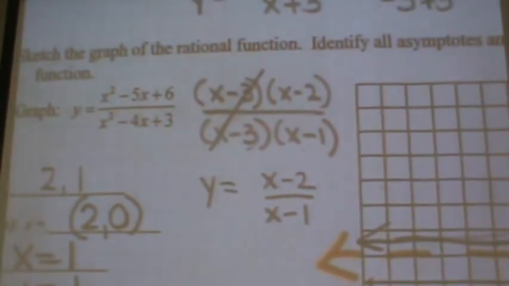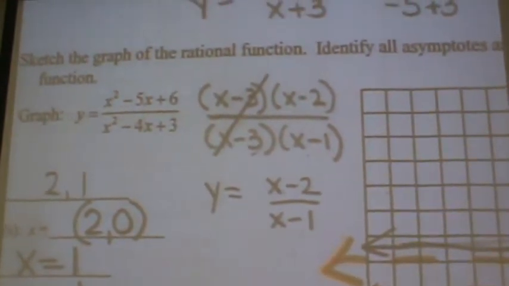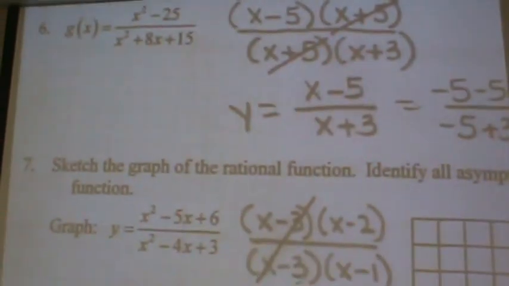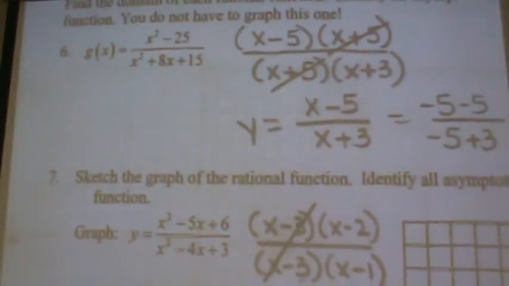Now, how do you study for a math test? Give yourself practice problems. This is what you do. If I were at home studying for my math test, I would go like this.